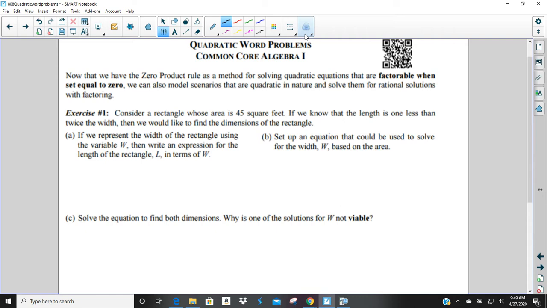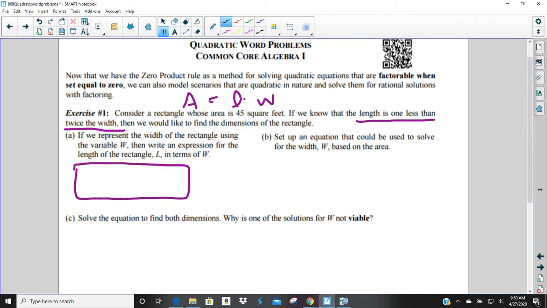So we have a rectangle whose area is 45 square feet. If the length is one less than twice the width, then find the dimensions. So we know the area of a rectangle is length times width. You know that I always draw a picture. And I'm going to write the area is 45. It says the length is one less than twice the width, so it's going to be 2w minus 1. Remember, when we do one less than, we always do minus 1, and we do the 2w in front. And the w is going to be here.